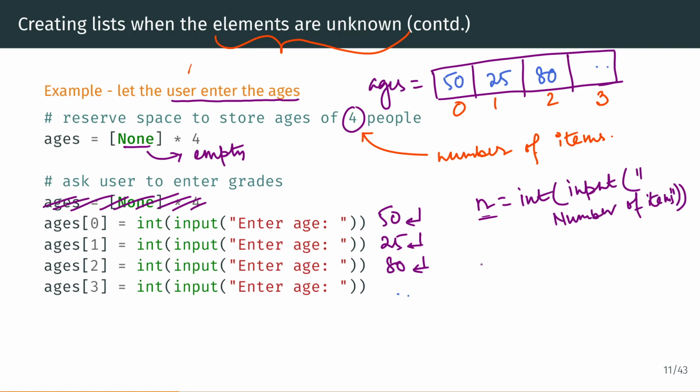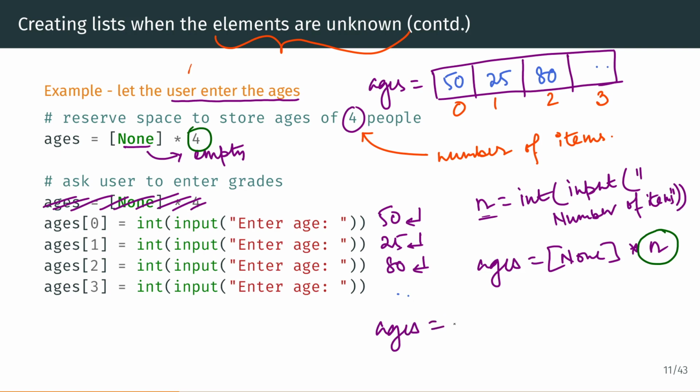So you can say ages equals none times n. Okay, so n can be a constant. N can be a variable. N can also be an expression. So you can actually say things like ages equals none times, and then you say int input.